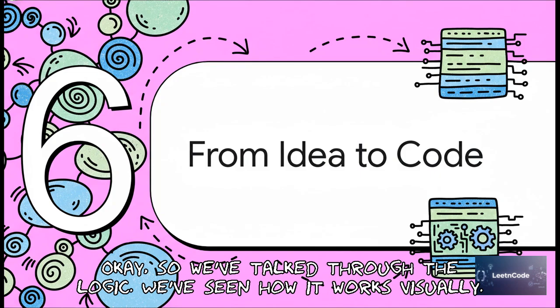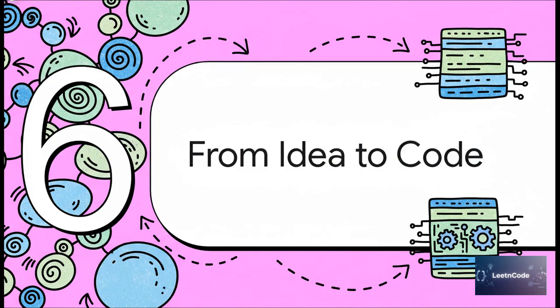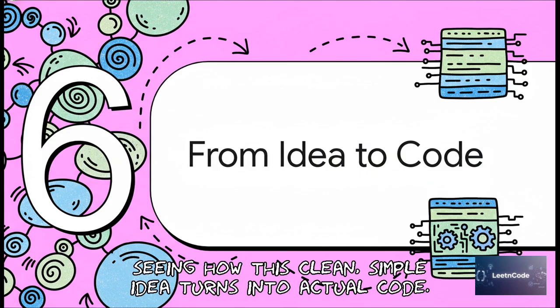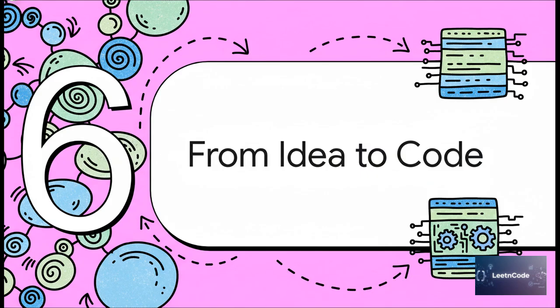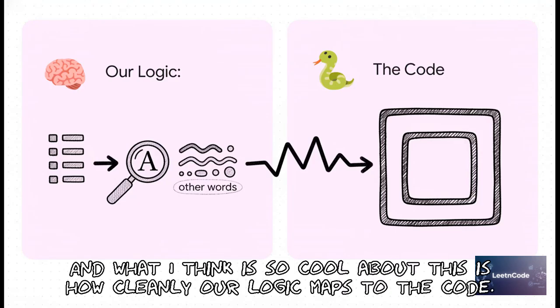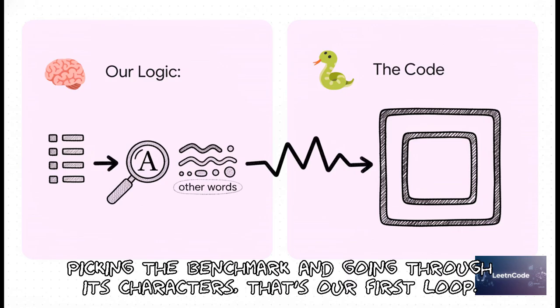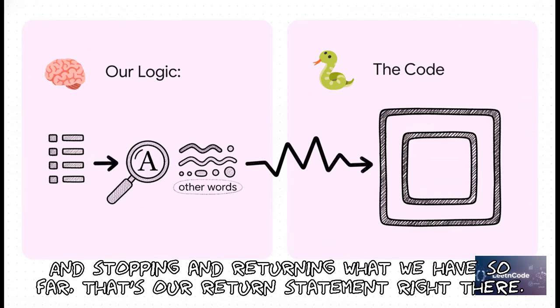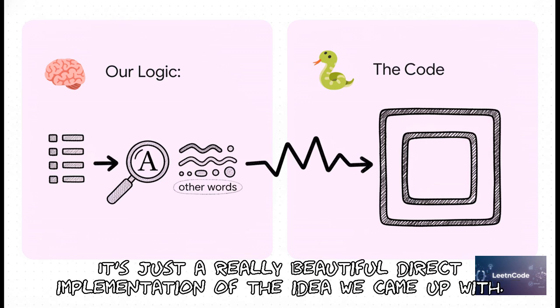Okay, so we've talked through the logic, we've seen how it works visually. Now for what's kind of the most satisfying part, seeing how this clean, simple idea turns into actual code. And what I think is so cool about this is how cleanly our logic maps to the code. It's almost a one-to-one translation. Picking the benchmark and going through its characters, that's our first loop. Comparing that character against all the other strings, that's the second loop inside it. And stopping and returning what we have so far, that's our return statement right there. It's just a really beautiful direct implementation of the idea we came up with.